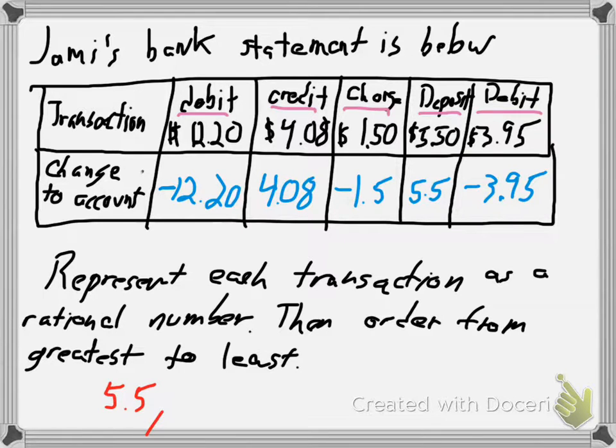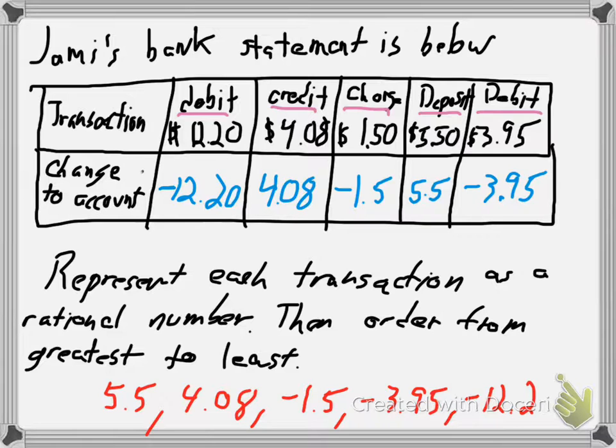Okay, then working to the left, we would have 4.08. Okay, now we have negative numbers. So my smallest negative number, or I should say the one closest to 0, which would be the biggest, would be negative 1.5. Then I would go to negative 3.95. And then lastly, negative 12.2, or negative 12.20.